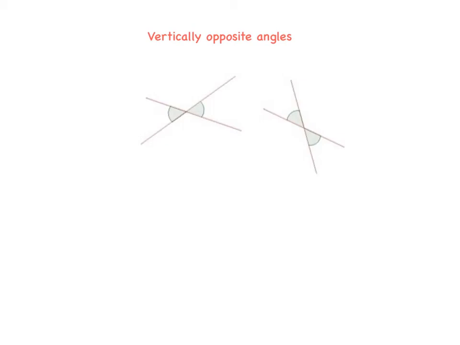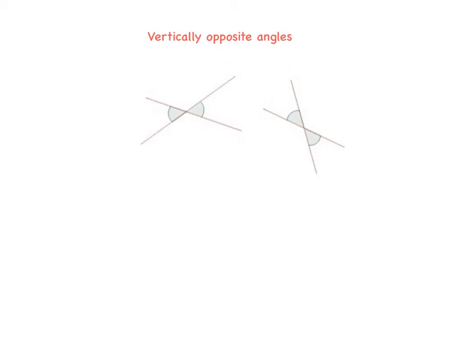Welcome everyone. So far we've looked at many different types of angles, and in this video we will look at the angles, but we'll look at relationships between them. And the first type is vertically opposite angles.